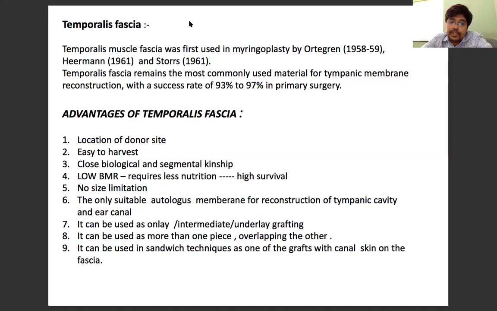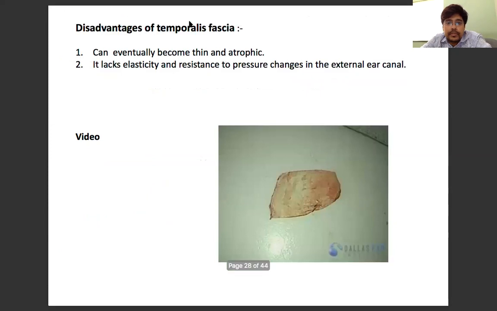No size limitation. It can be used as onlay, underlay, overlay, as I have told you. See, this is how it looks. Temporalis fascia. It is like a very thin, papery thing.